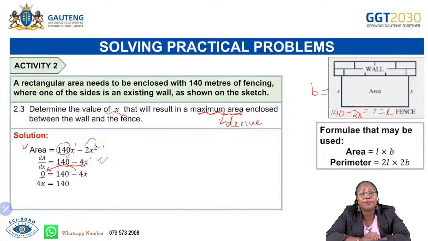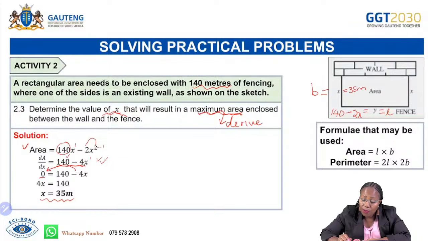So this will give us 4x equals to 140. And then we divide both sides by 4 because we need the value of x. And then when you divide 4x by 4, it will give you x. And then 140 divided by 4 is 35. And then this will be in meters because now the fence is given in meters there. So that means now the value of x will be equal to 35 meters. So basically that means the breadth side here is 35 meters.